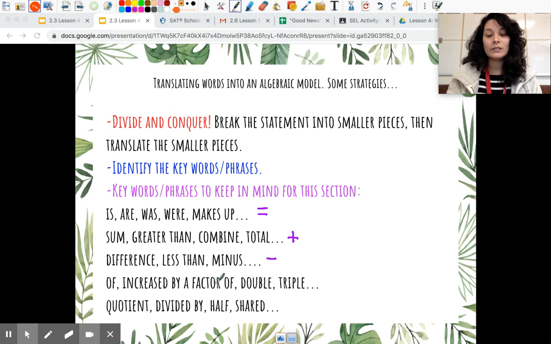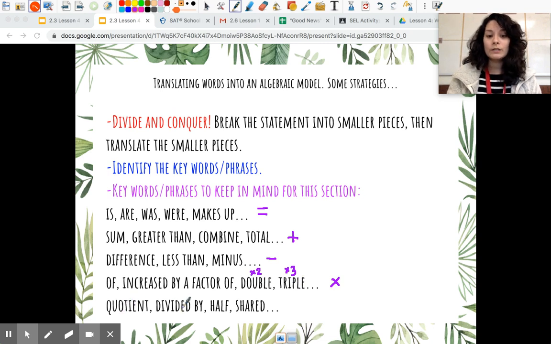Of, increased by a factor of, double and triple, this would translate into multiplication. And if you weren't sure, double means times 2, and triple means times 3. So you may also want to add that to your notes.